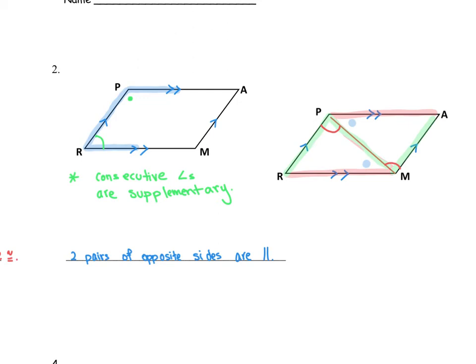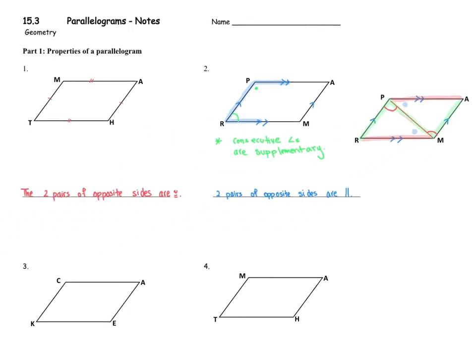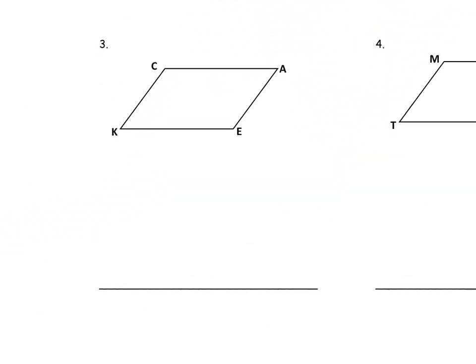Now, another thing that you need to be able to notice every time you have a parallelogram is that the opposite sides are parallel. So you can use the alternate interior angle theorem to say that the alternate interior angles are congruent. So these are important things to remember and to notice every time I have a parallelogram, because parallel sides give me either congruent angles or supplementary angles. Now let's move on to number 3.